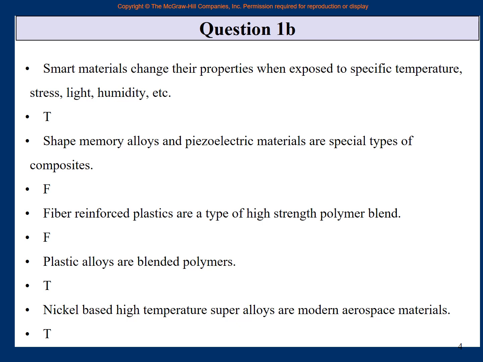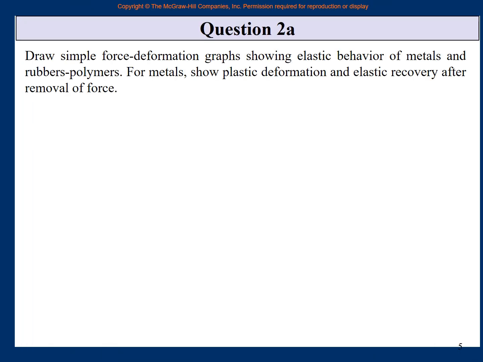We will now start the numerical solution part of the quiz, inshallah. So let us go to question 2A of quiz 1. Draw simple force deformation graphs showing elastic behavior of metals and rubbers polymers. For metals, show plastic deformation and elastic recovery after removal of force.